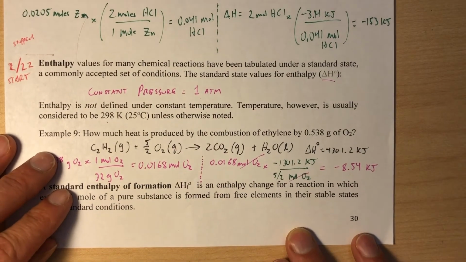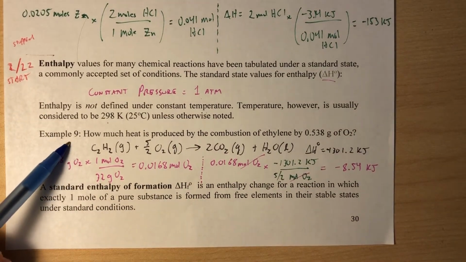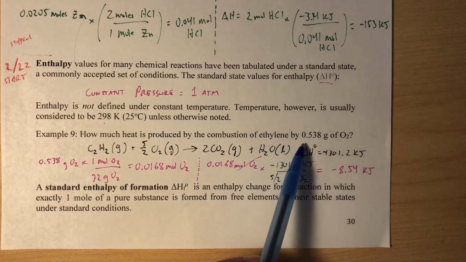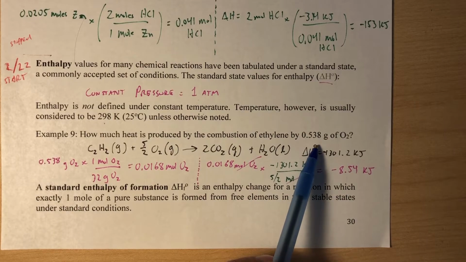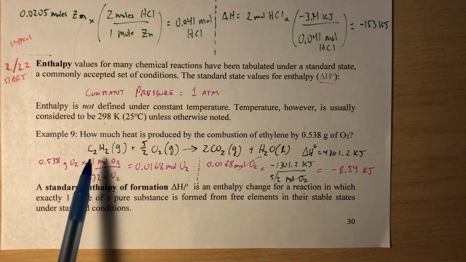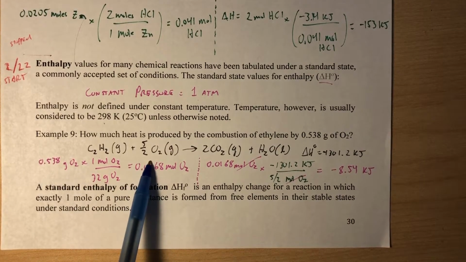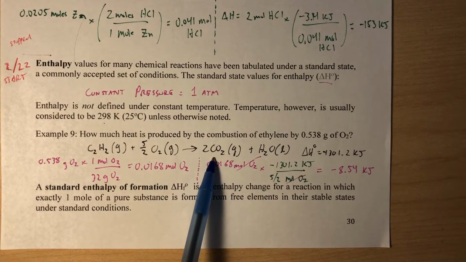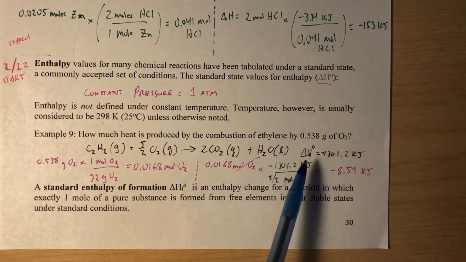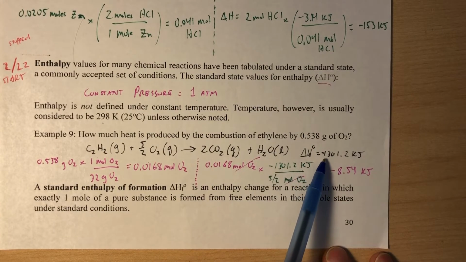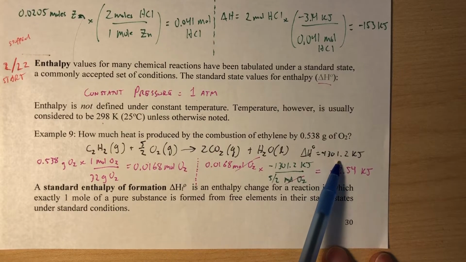So here's how we may use some enthalpy values. How much heat is produced by the combustion of ethylene by 0.538 grams of oxygen? So here we have the chemical reaction of ethylene, C2H2, reacting with 5/2 equivalents of oxygen gas to form 2 equivalents of carbon dioxide gas and liquid water. The delta H naught for that equation under standard conditions is negative 1,301.2 kilojoules.